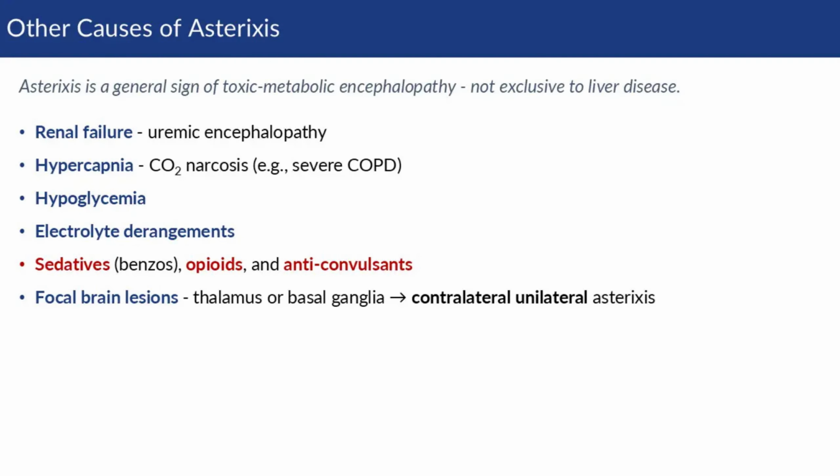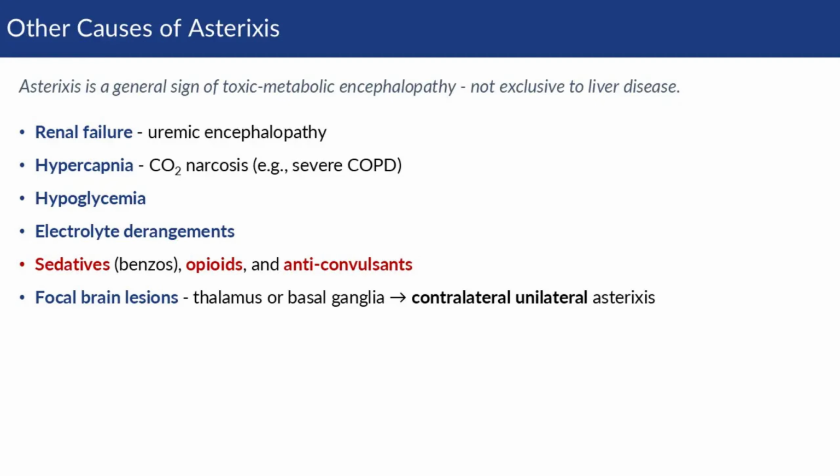This fascinating sign isn't exclusive to hepatic encephalopathy, as many might assume. In fact, asterixis is a general indicator of toxic metabolic encephalopathy. This means it can appear in a number of other medical conditions that disrupt brain function. For instance, advanced renal failure, leading to uremia, can certainly cause it.